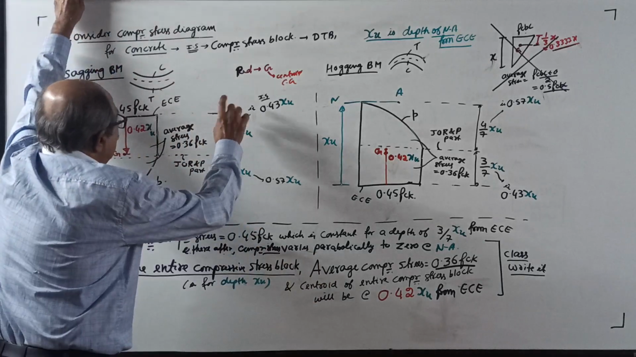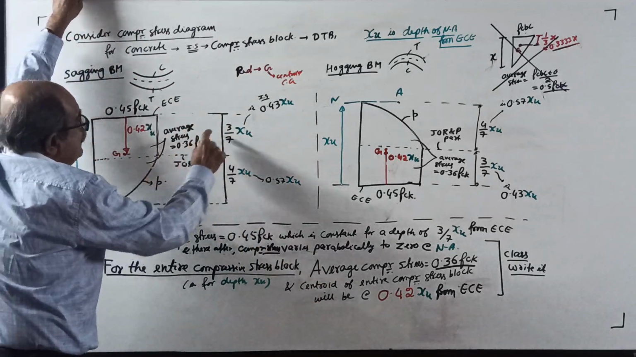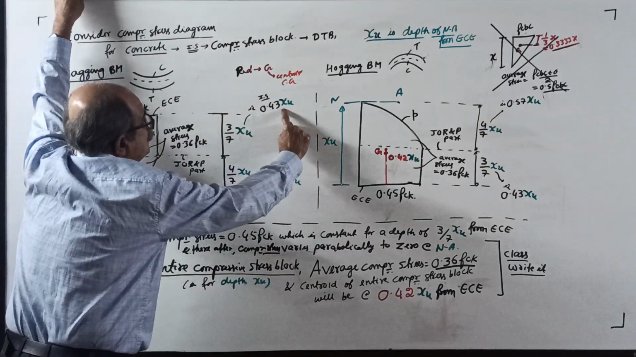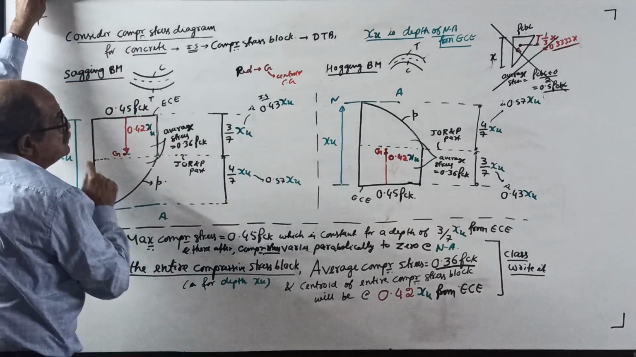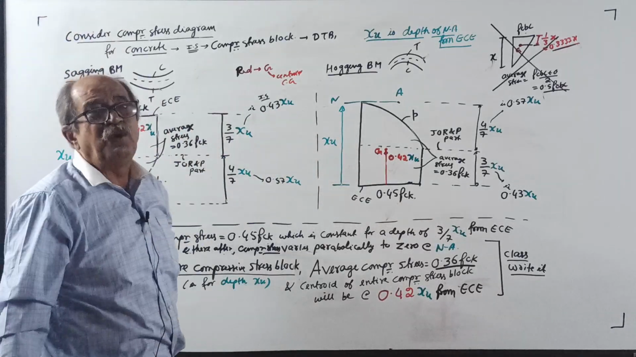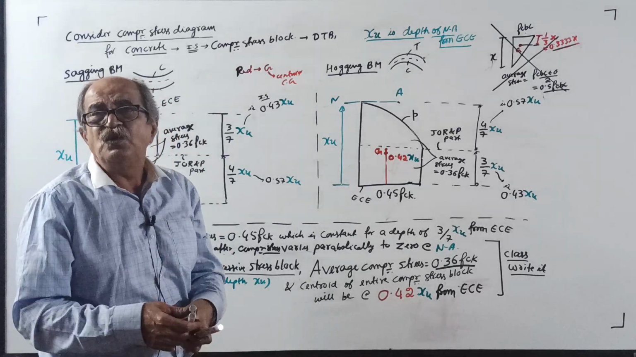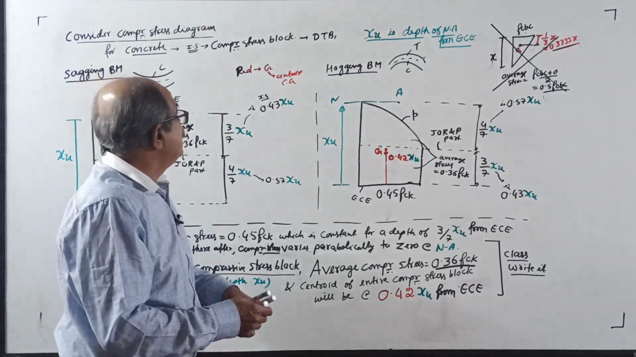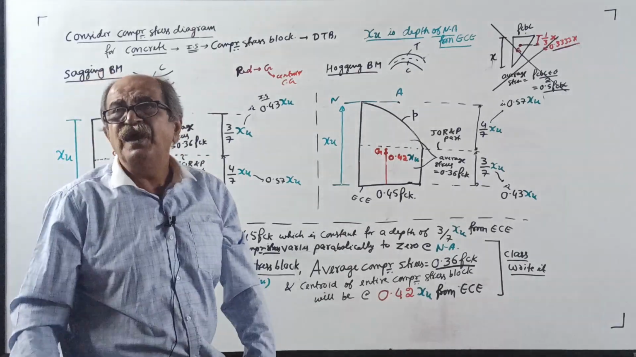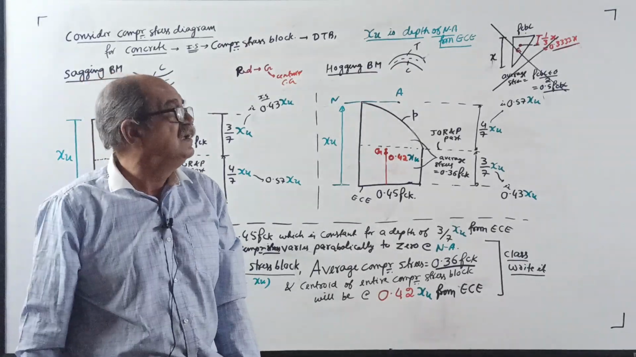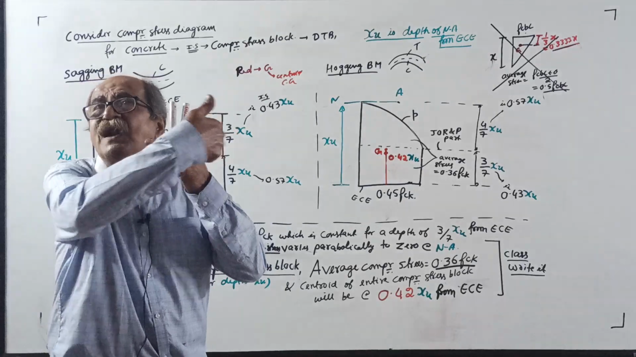This is, see, the constant, approximately 0.43 xu. This is 0.42 xu. So the difference is only 0.01. If you look at the IS code, you cannot make it out clearly. That 0.01 xu is difficult to mark. So in the IS code, they have shown an arrow mark there.